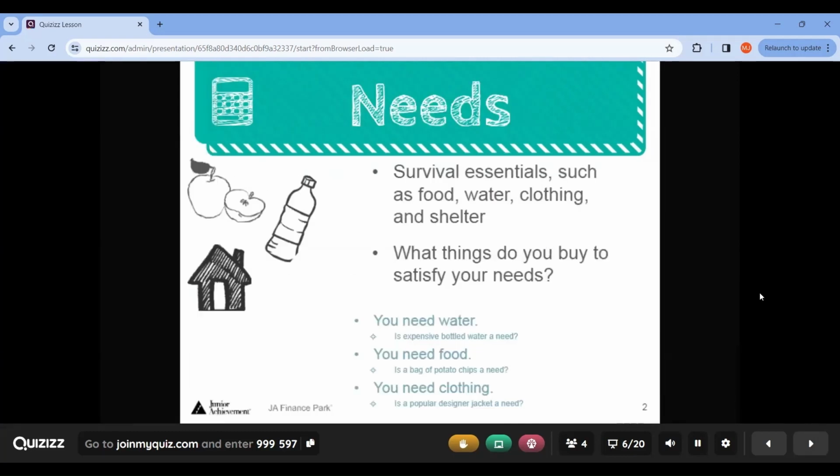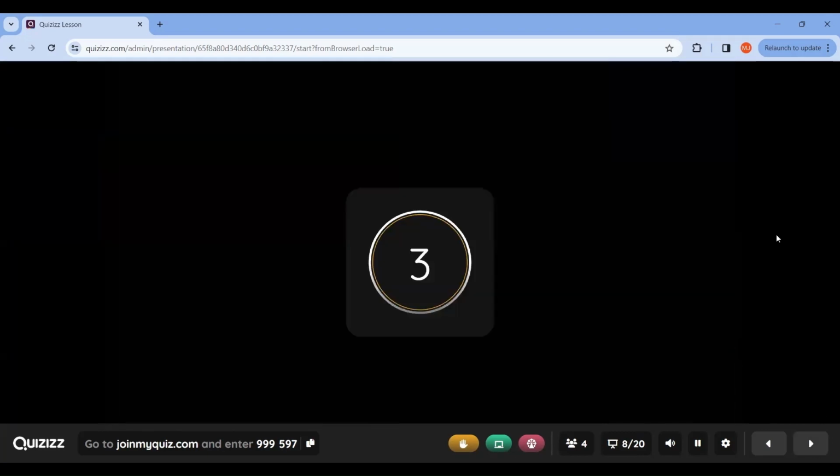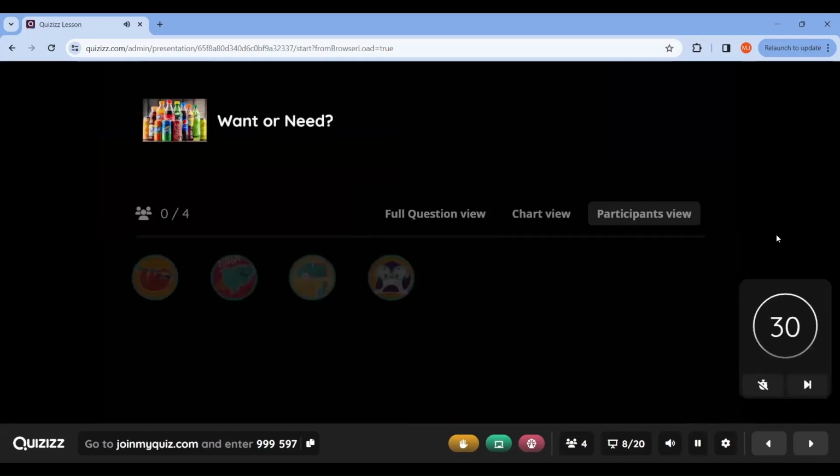So needs are survival essentials such as food, water, clothing, and shelter. So what things do you need to buy that satisfy your needs? Like you need water, you need food, you need clothing. Wants are goods or services that make people more comfortable or content, but which are not essential to survival. So wants or needs?